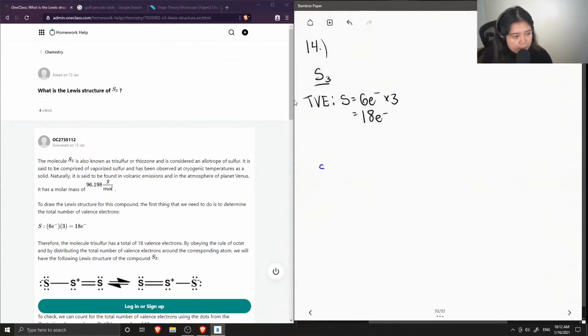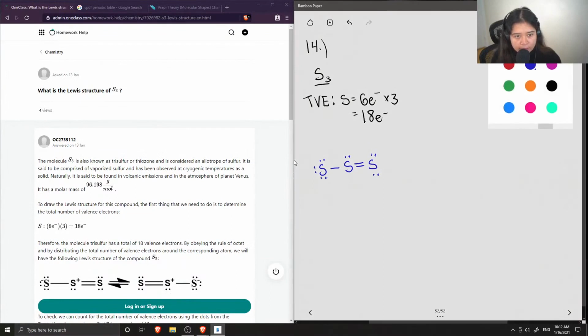So let's say we had all of our sulfurs with a single bond in between each one. So none of these have a full octet yet. So let's see what happens if there is a full octet. So one of these will have a double bond. And let's count out how many electrons I've drawn. So we have 1, 2, 3, 4, 5, 6. Each bond contains 2 bonding electrons. And we have our 18.